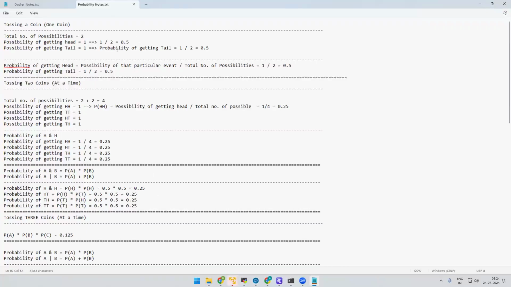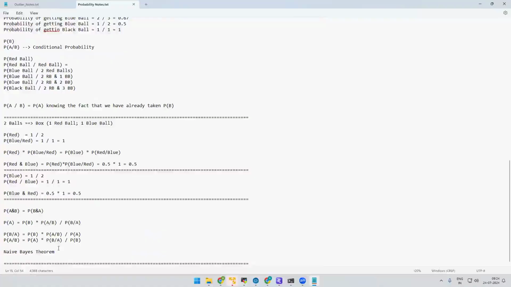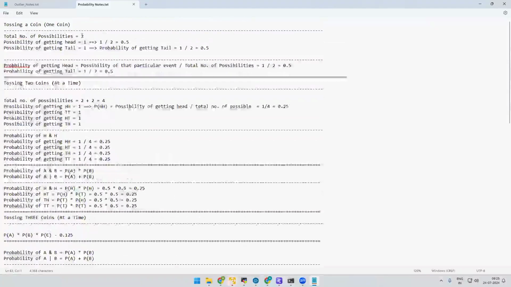There are algorithms wherein it depends on conditional probability. The whole idea of why we are discussing probability is because there's something called conditional probability, wherein certain algorithms like the Naive Bayes theorem depend on it. But we are going to go step by step, without skipping understanding.